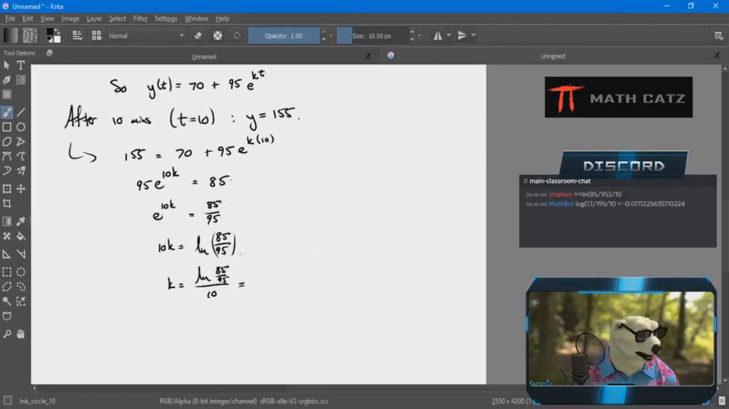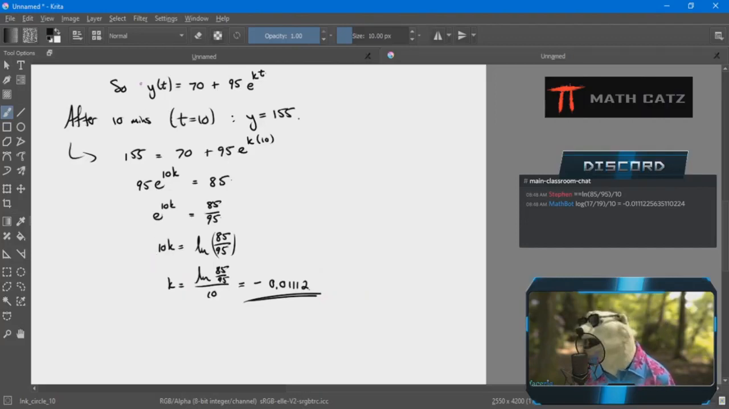Oopsie. And as I suspected, it is negative 0.01112, let's say, if I go 4 significant digits. So I have my quote-unquote decay constant, the proportionality constant associated with this turkey. And it's not going to be exactly the same for every turkey. It depends on how big the turkey is. It depends on a whole bunch of things.